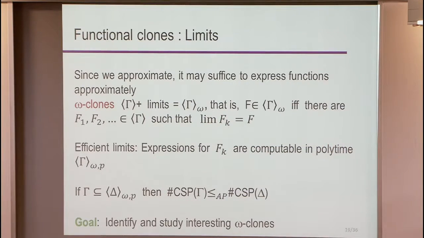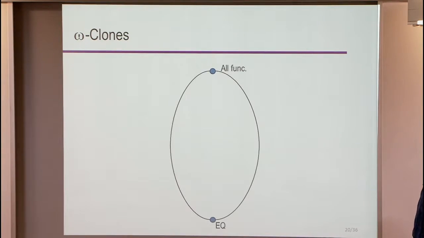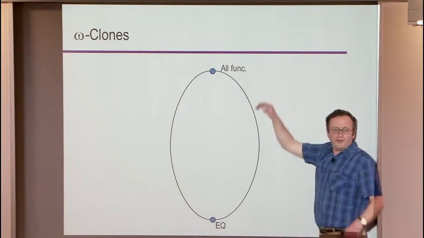So what I want to do is to identify and somehow study interesting omega clones, interesting in a certain sense. Okay, so more precisely, what do I want to do? I have this very large and very small omega clone, and a lot of things in between. So the very large one is the clone of all functions.